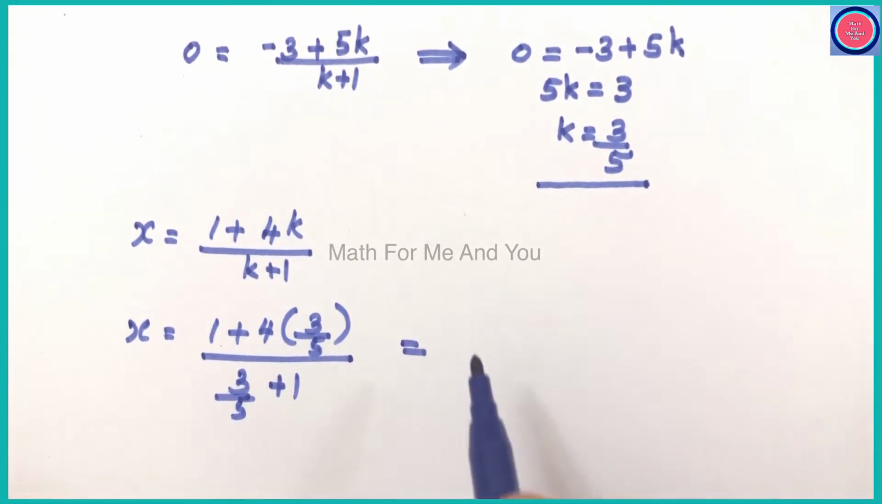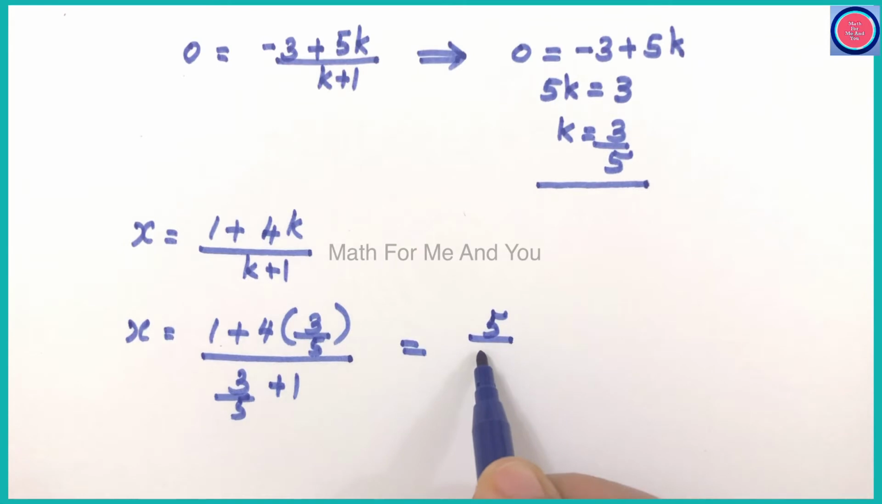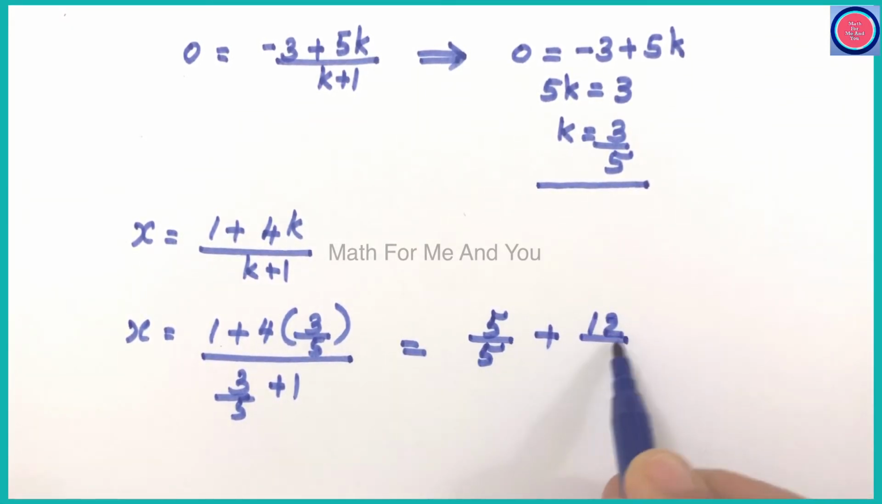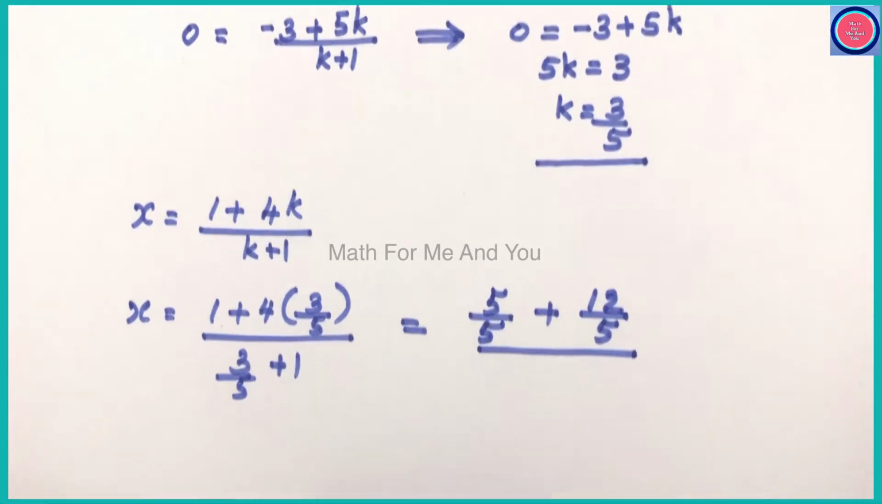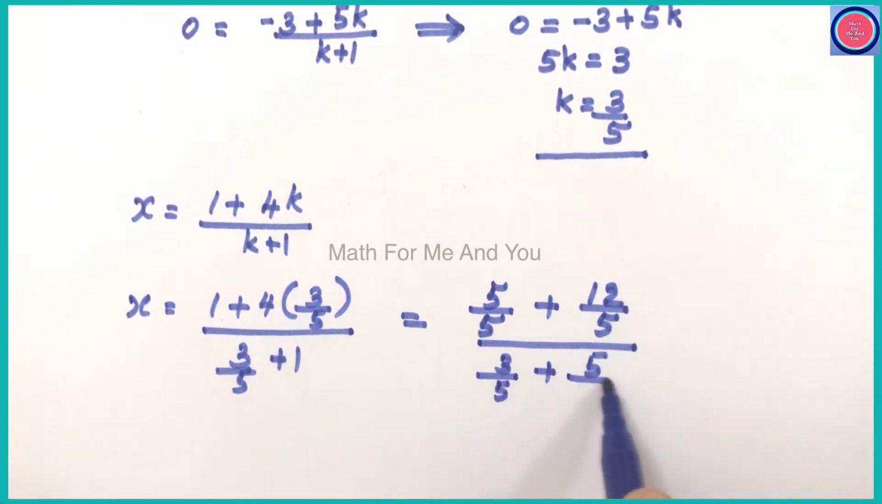We are going to simplify. If we change 1 as 5 over 5, we can do addition on the numerator. So I am changing 1 as 5 over 5 plus the other fraction, which is 3 times 4, 12 over 5. Now the denominator, 3 over 5 plus 1. Again we can change 1 as 5 over 5. To do the addition we are doing this change.